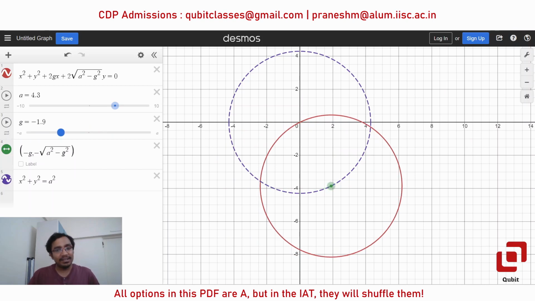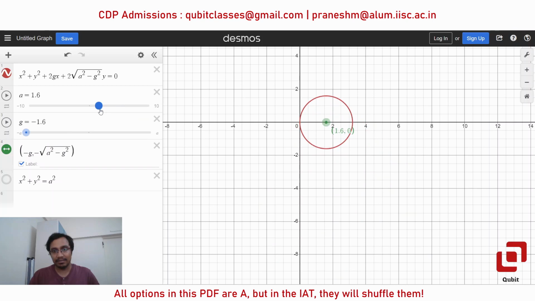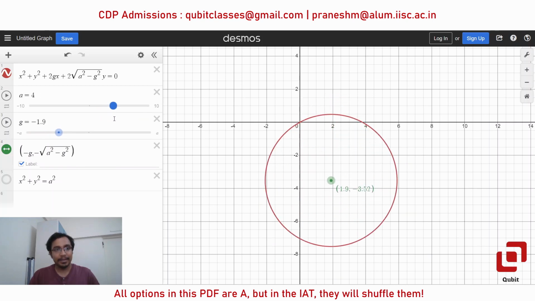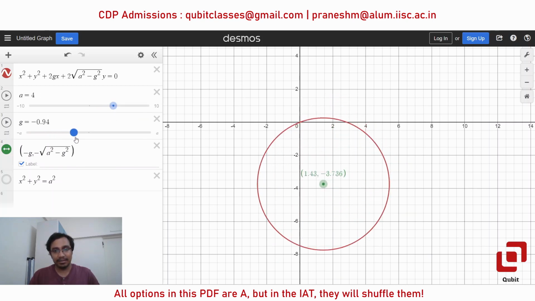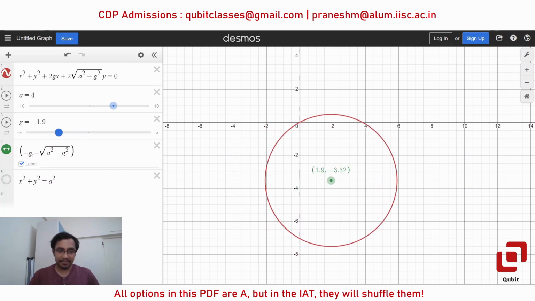Now what interesting thing we would like to see is the green point. The green point here is the center of the red circle. Let me hide this one for a moment. Okay, this is the circle. So if I change a, then you can see that that is the point. Okay, and if I change g, even then the green point moves with the red circle, that is the center.